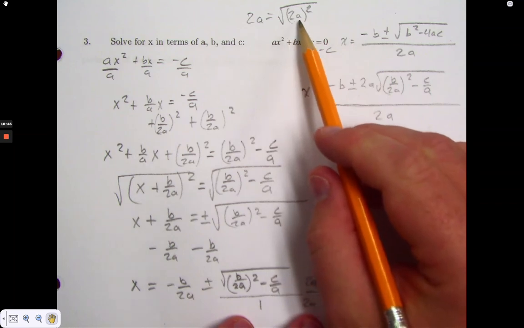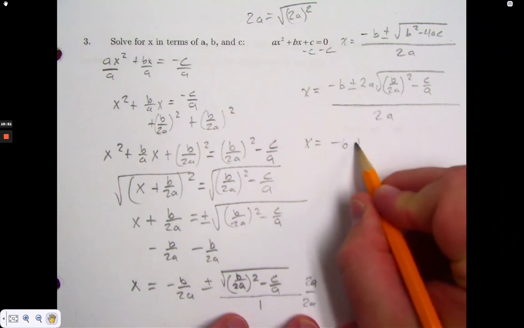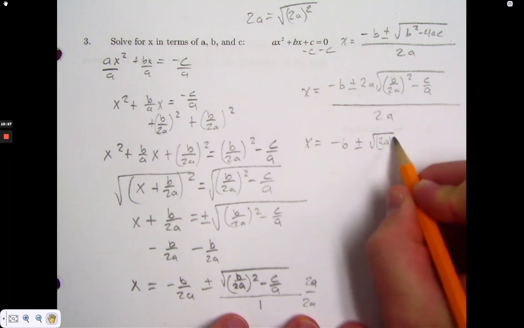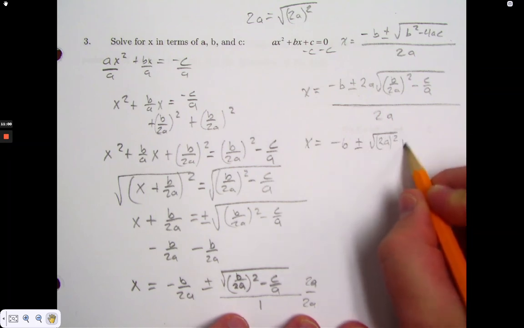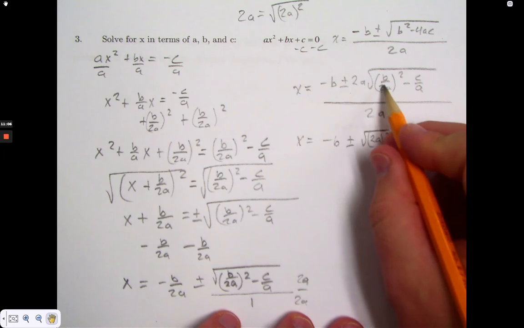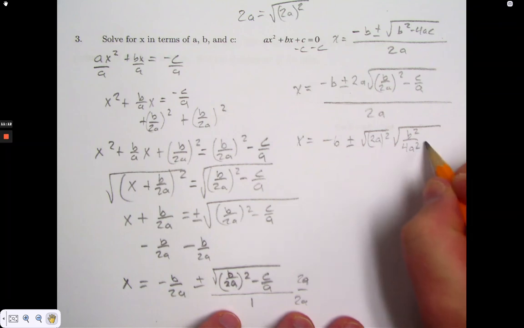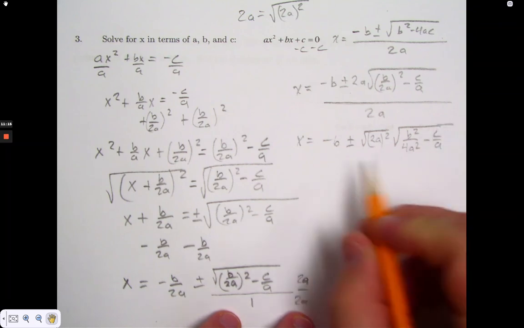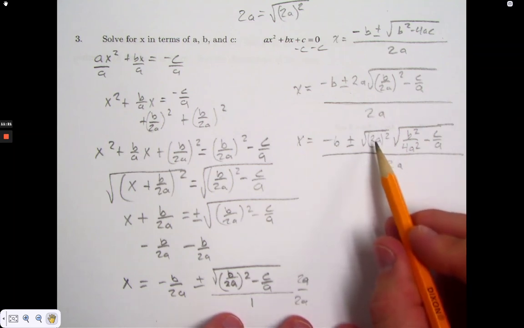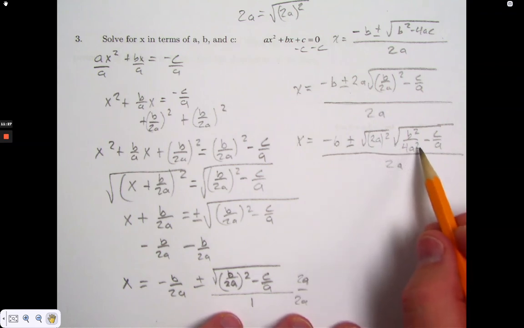So if 2a equals the square root of 2a squared, I could rewrite this as x equals negative b plus or minus the square root of 2a squared times, in parentheses, I'm going to actually do this out now, b squared over 4a squared minus c over a, and then that's all over 2a. And then this gives us a situation where we have the square root of a times the square root of b, which equals the square root of a times b.